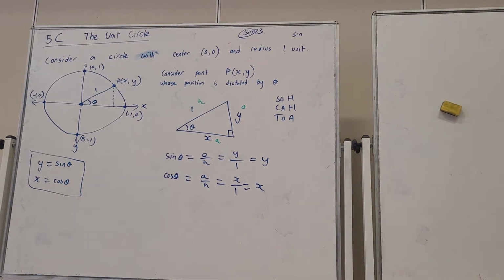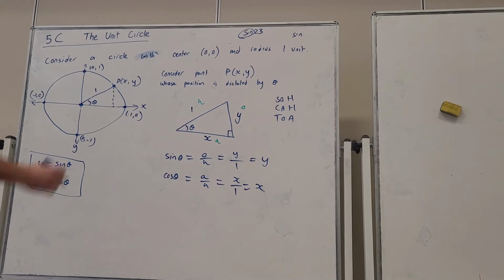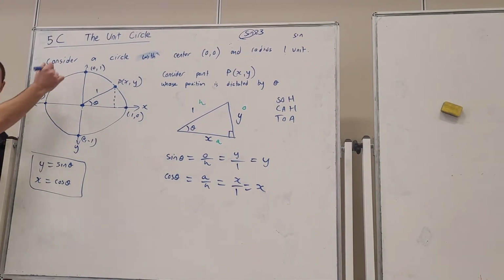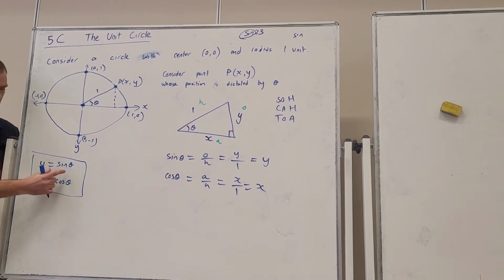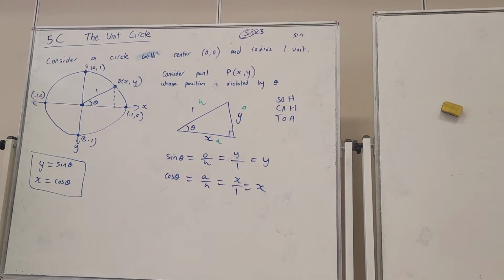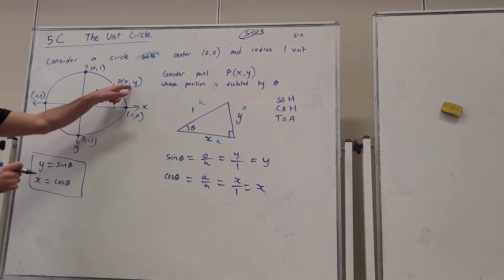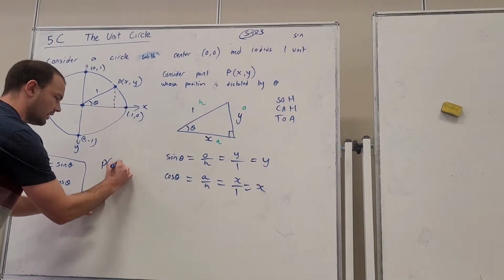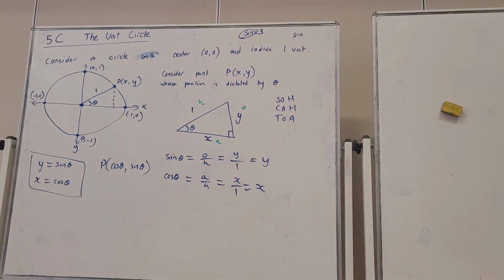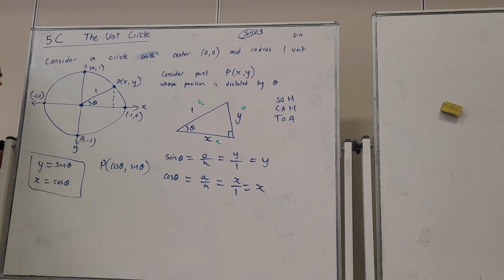This is important because now any coordinate along the outside of this circle, its x coordinate is going to be cos theta, and its y coordinate is going to be sine theta. And so the coordinates of point P are cos theta, sine theta. Remember, we said the position of P depends on the value of the angle. So x is cos theta, y is going to be sine theta.